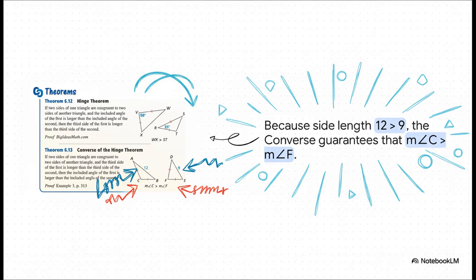Again, we've got our two pairs of matching sides. But this time, they give us the lengths of those third sides. One is 12 and one is 9. Well, since 12 is obviously bigger than 9, the converse tells us, with total certainty, that the angle across from that side of 12, which is angle C, has got to be bigger than the angle across from the side of 9, angle F. See? We worked backwards from the side to the angle.